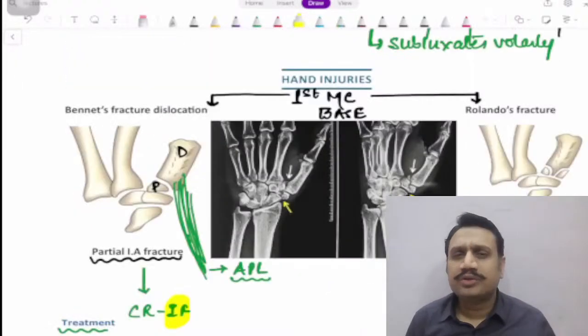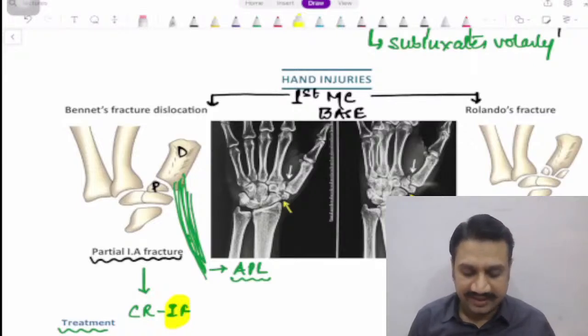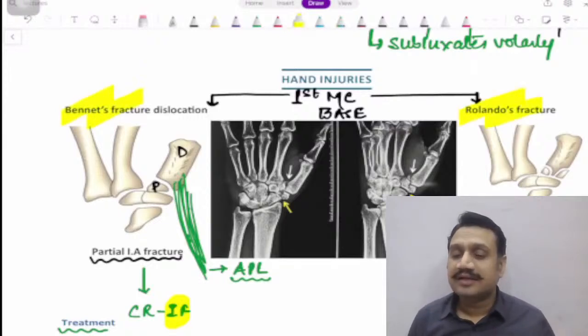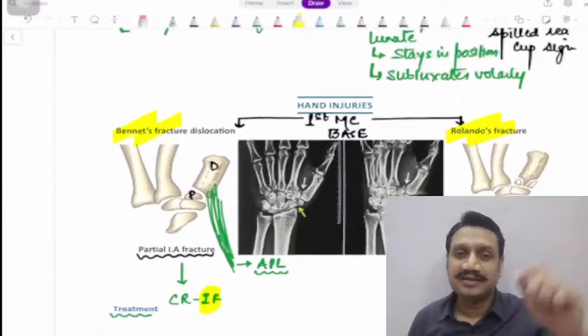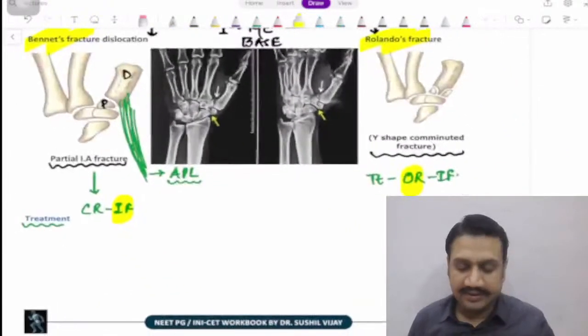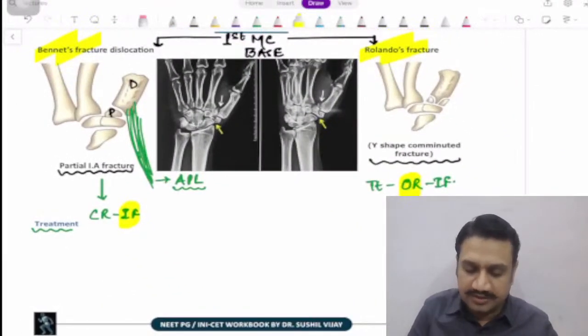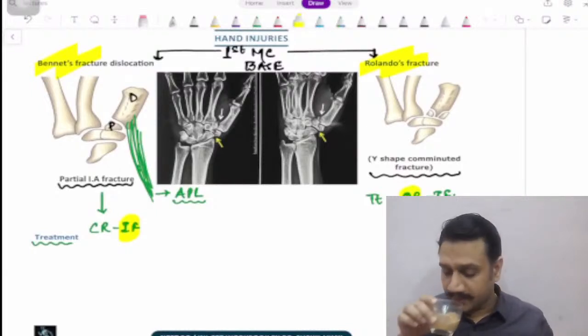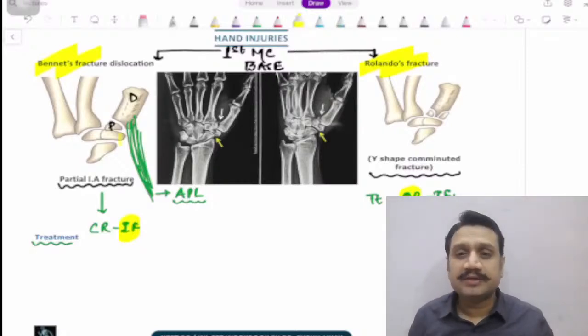How do you think you should treat Bennett? Bennett is usually treated by internal fixation. Why? Because there is a muscle attachment, which one? Abductor pollicis longus. Because of this attachment, the fragment doesn't stay in position and it gets pulled, right? So it is abductor pollicis longus.